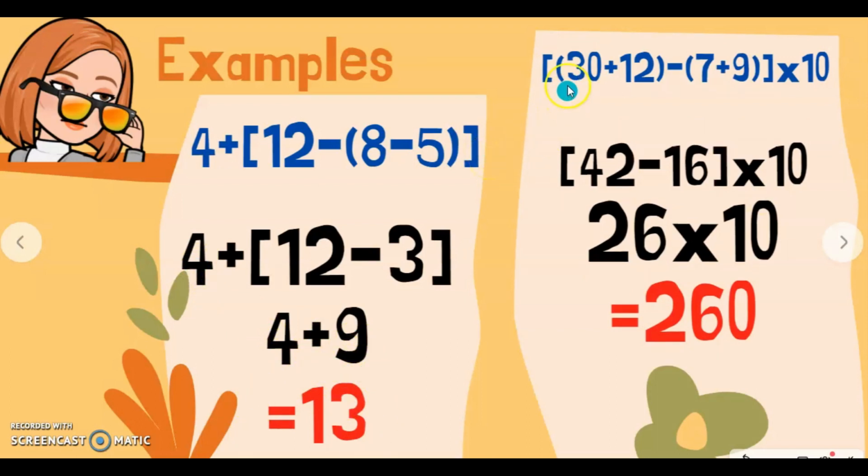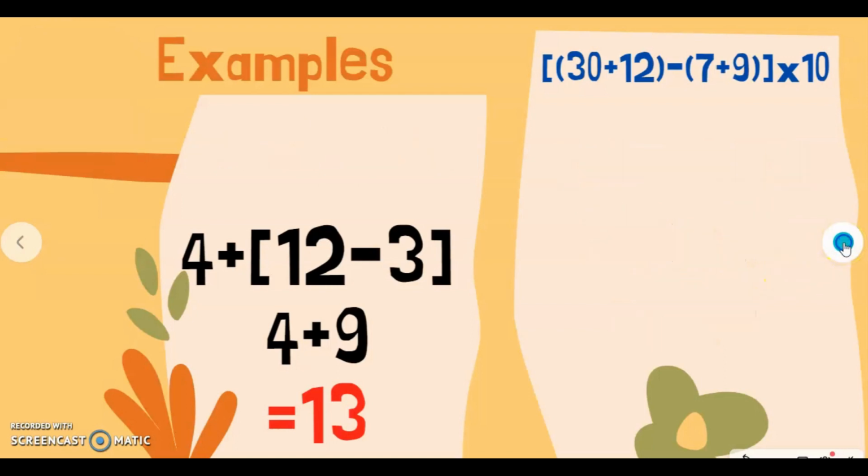Next example, we have 30 plus 12 minus 7 plus 9 is 10. Again, we are going to work the innermost part of our equation. 30 plus 12 is equal to 42. 7 plus 9 is 16. 42 minus 16 is equal to 26. 26 times 10 is equal to 260.